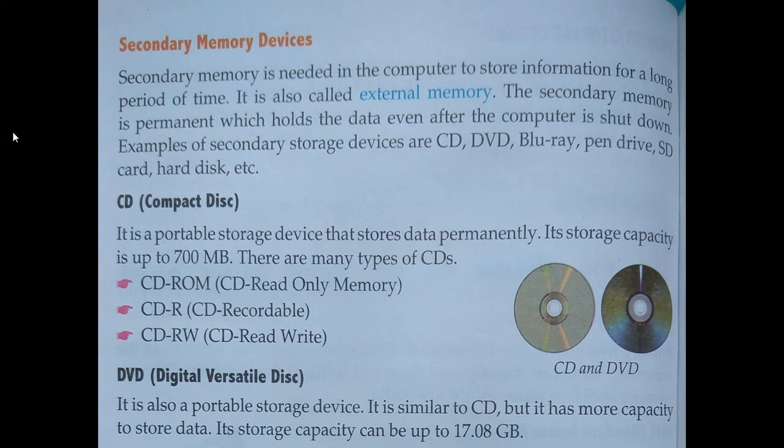Okay, so we will learn different types of secondary memories. First is CD. The full form of CD is compact disc.